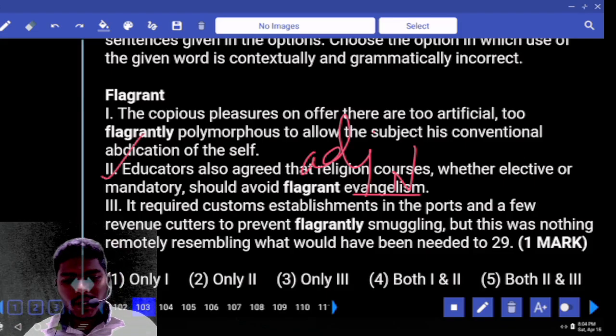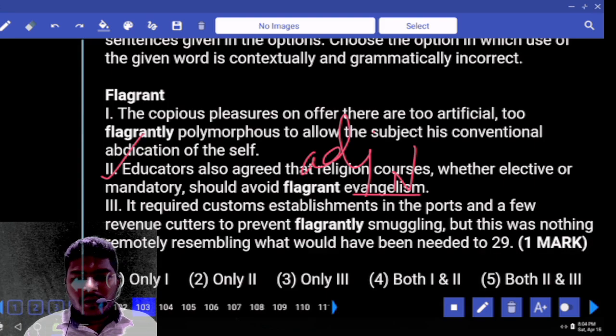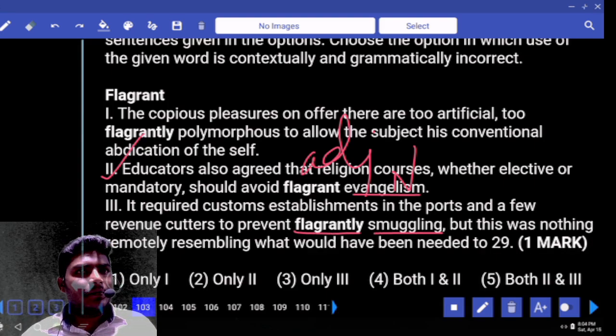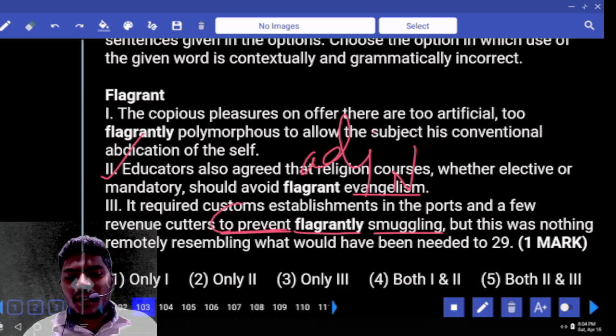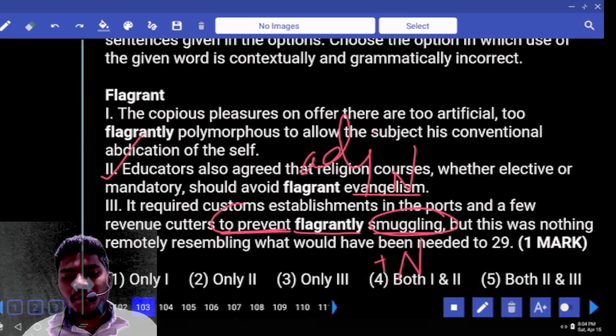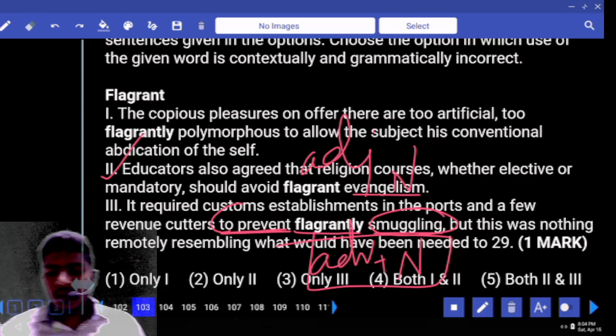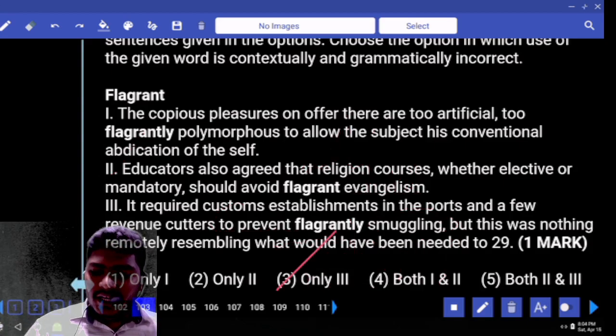Second one is fine. Look at the third one. What is the third one? Flagrantly smuggling. Look at this combination. Somebody has to prevent something. Prevent what here? Smuggling. Smuggling becomes a noun form here. Flagrantly becomes an adverb. Can we add an adverb and a noun form? No. That means our answer must contain the third option.